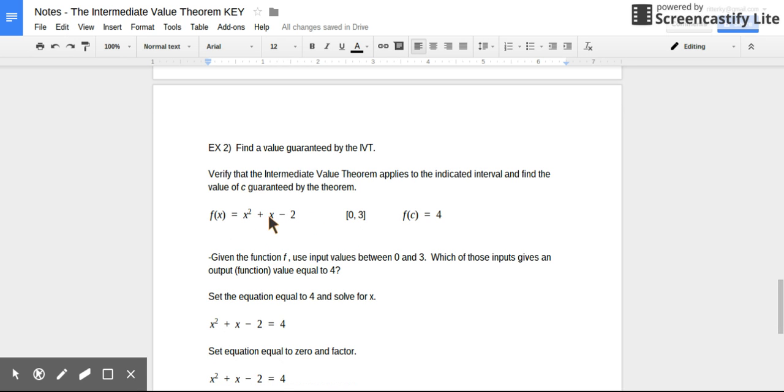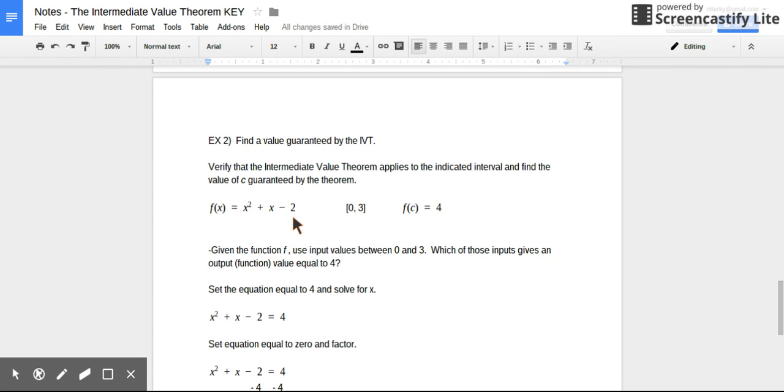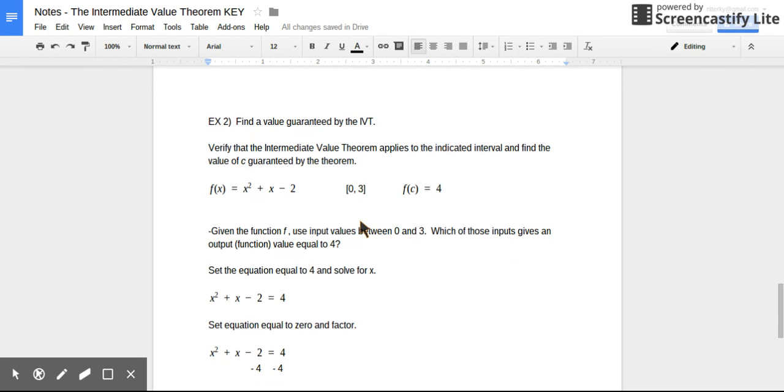So we have this function. We're given the interval or the inputs that we want to try out. And then we're told that some input is going to give us a value of 4. And so we want to find what that input is that gives us a function value of 4, or set this equation equal to 4 and solve. And then we're just going to make sure that that input that we found that existed is actually on the interval between 0 and 3.